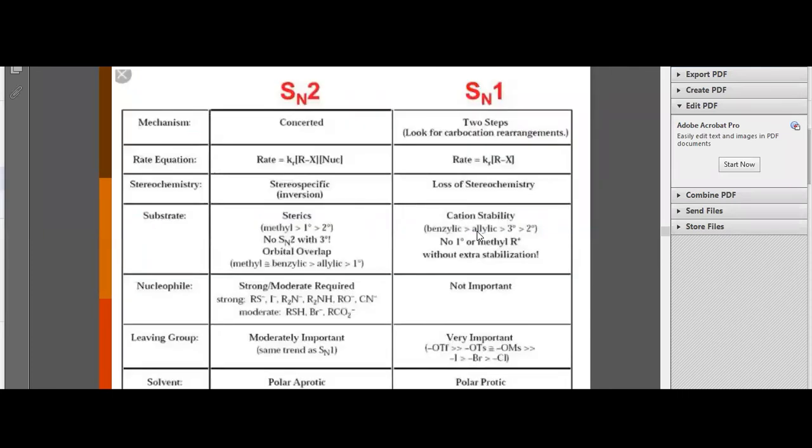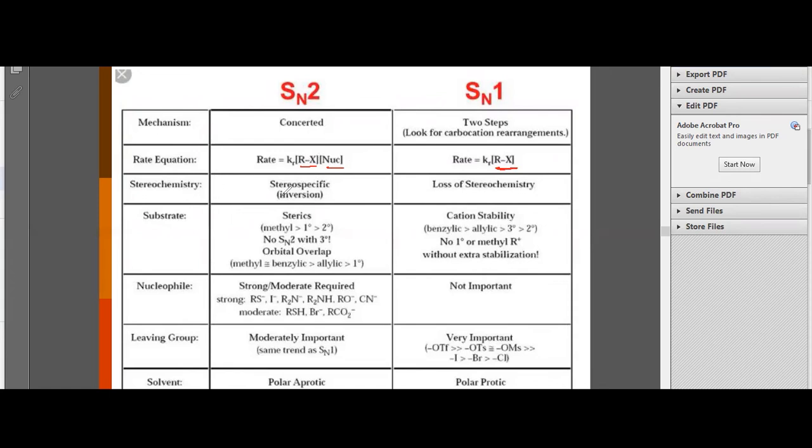Okay, this is the final summary of SN2 and SN1. SN2 has the rate equation: rate equals K times Rx concentration times nucleophile concentration. Two molecules, two substances, so SN2. While SN1 only depends on the concentration of Rx.